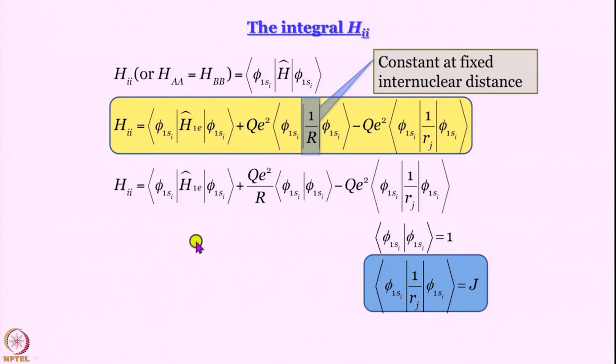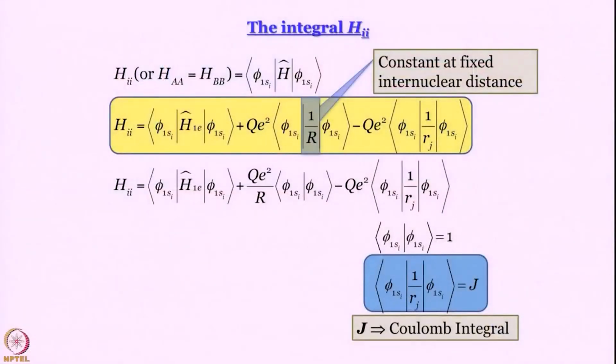Second term is q square by capital R, no capital S. Third term is minus q square multiplied by integral phi 1si, phi 1sj divided by rj. What is this? This is called an integral J, the name is Coulomb integral. When you say Coulomb, what do you think? Which field of physics would you think of if I took the name of Coulomb? Electrostatics, right. So, this Coulomb integral has got to do with electrostatics as well.